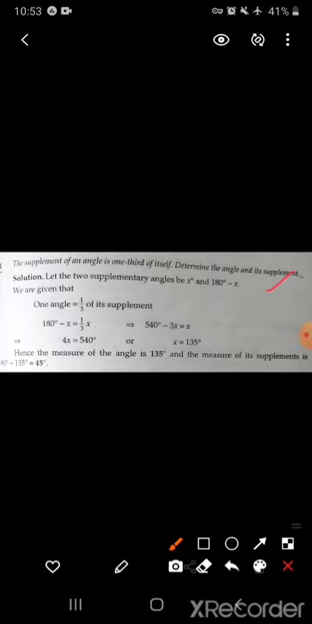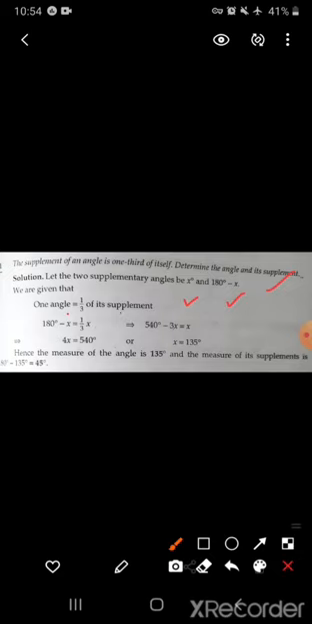First of all, we start like this: let the two supplementary angles be x and 180 minus x. Why? Because their sum should be 180. If one angle is 10 degrees, the next angle should be 170. If one angle is 50 degrees, the second angle should be 180 minus 50, we get 130 degrees. So in this manner, if one angle is x degrees, automatically the second angle should be 180 minus x degrees, right? Now what is given to us according to the question?